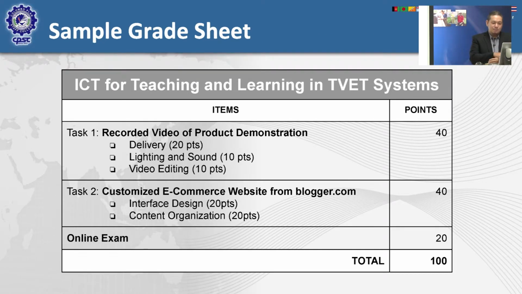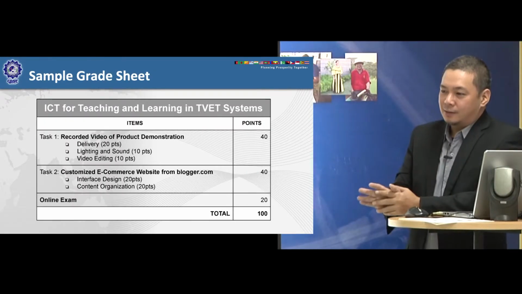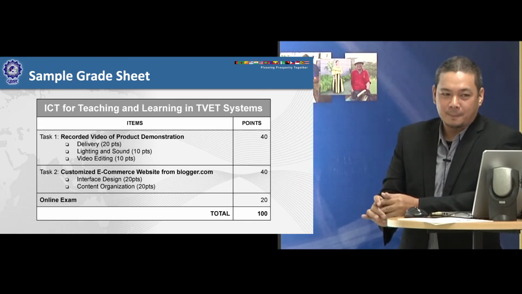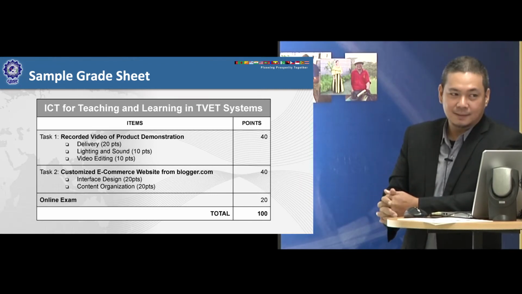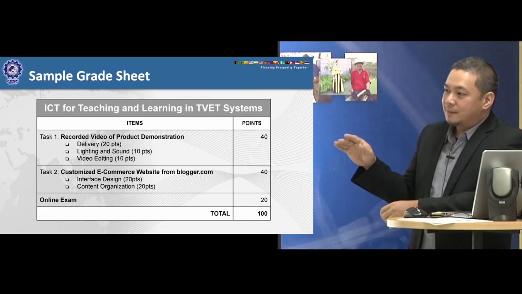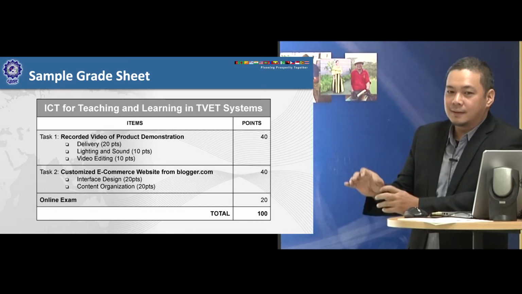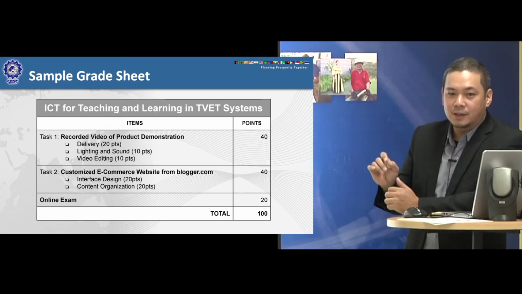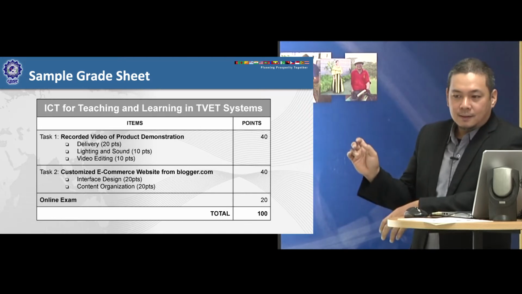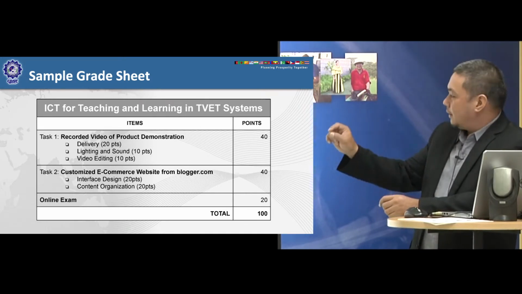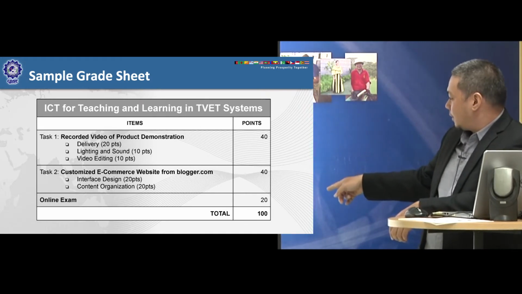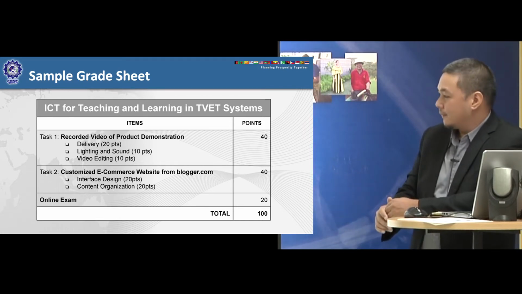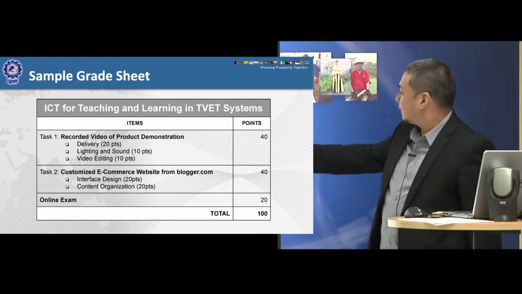This is an example of a grade sheet. Before you start your learning management system, you have to have a grade sheet. This is going to be the breakdown of how you score: how many points for this task, how many points for that task, how many points for the exam. An example is this one.